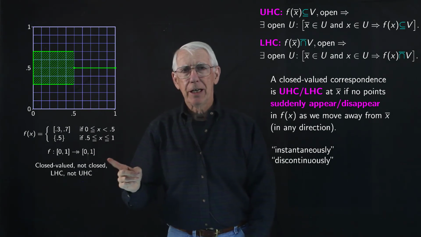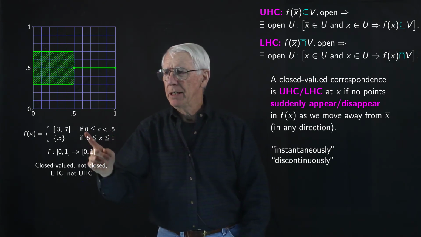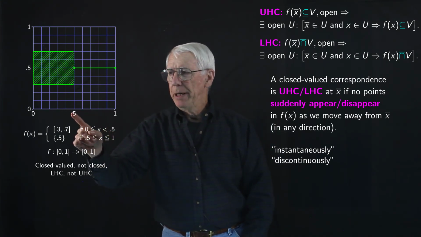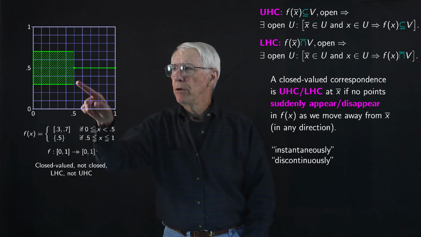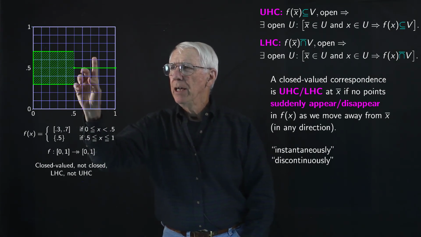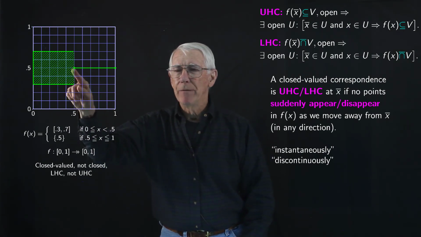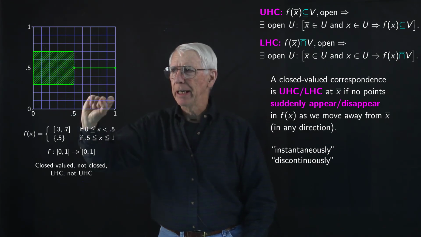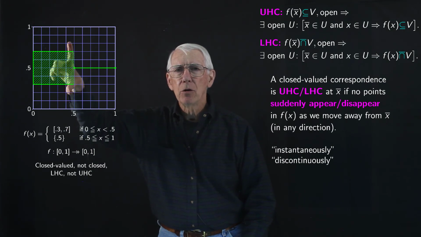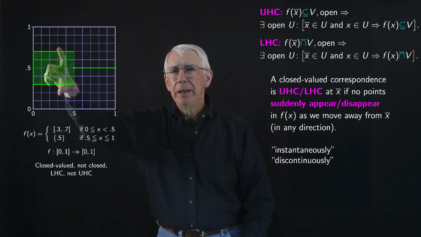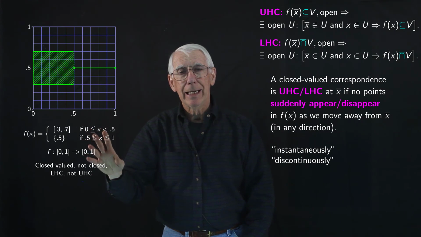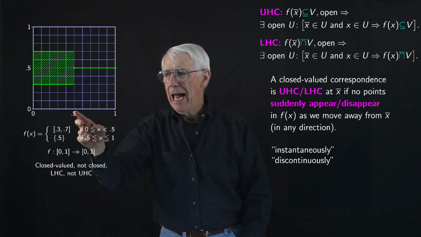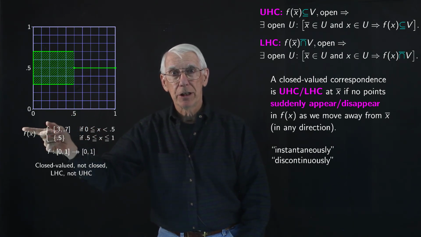So let's see if this correspondence is upper hemicontinuous at x bar. Are there any points that suddenly appear when we move away from x bar? Yes. If we move away to the left, the image at x bar is only 0.5, the singleton set. If we move away to the left, instantaneously, all the points in the closed interval suddenly appear in the image. So immediately that tells me this correspondence is not upper hemicontinuous at x bar, unlike the first example.